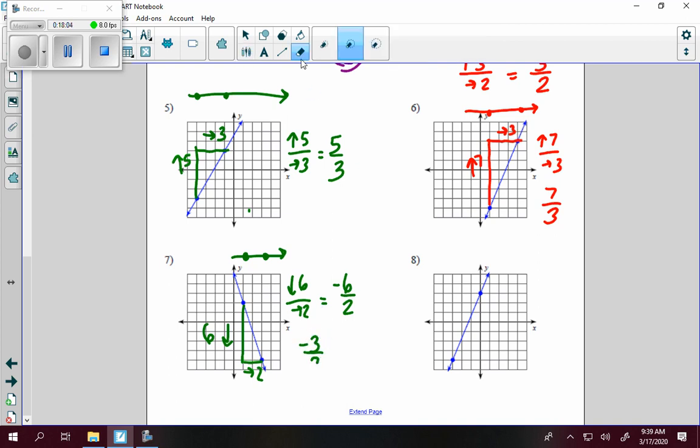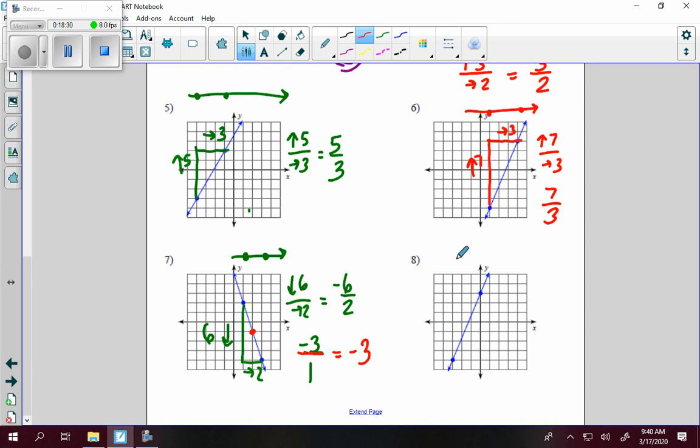Number 3 over 1. And if that's true, then that means that I could go down 3, 1, 2, 3, and over 1. Oh, look at that. The slope actually is negative 3 over 1 also. So we want to get the slope into lowest terms, so it would just be negative 3. But we checked our work to make sure that we actually counted right, which is great.